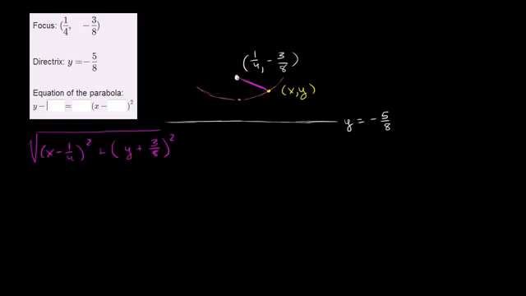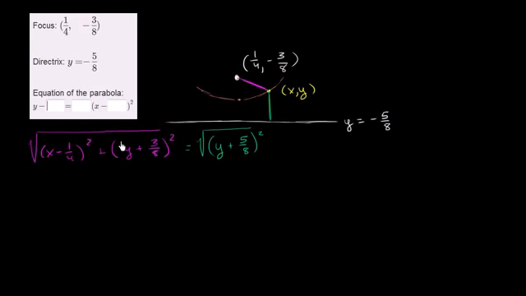And the distance between that same point and the directrix, well, that's just going to be a straight vertical line. So that's just going to be our change in y. So this is going to be equal to y minus negative 5/8, which is the same thing as y plus 5/8. And just to make sure that this is always positive, let's square it and then take the square root.